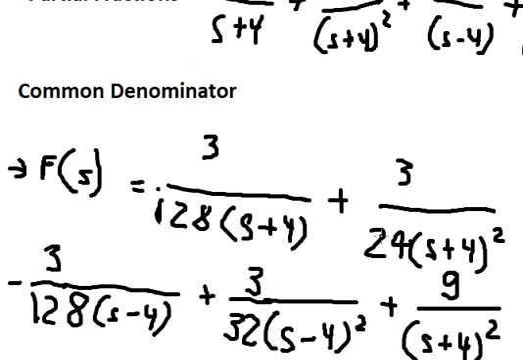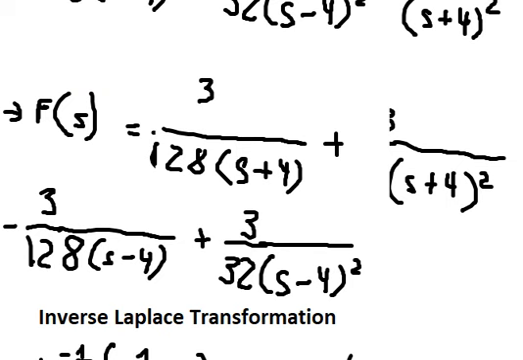Oh, sorry, I need to go back. This one, I made a mistake. This one is 32. Now this one plus 9, that is 291 over 32.